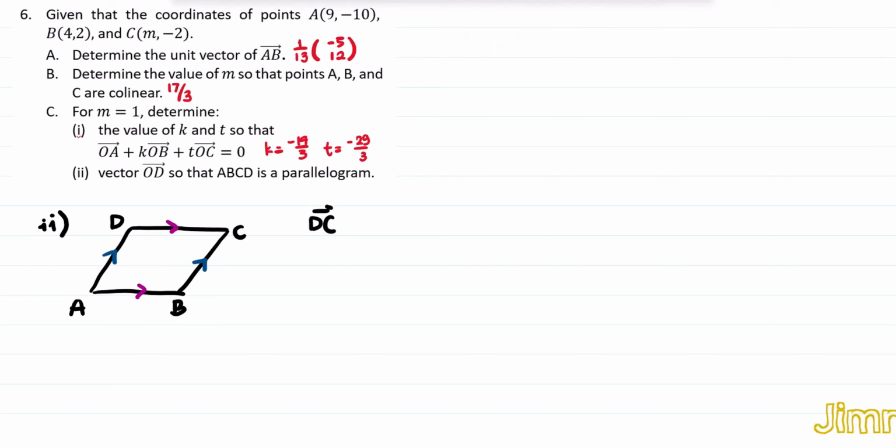So DC has to be equal to the vector AB. We don't have to put k in front because we already know that the lengths of AB and DC are the same. That means k will be equal to 1.